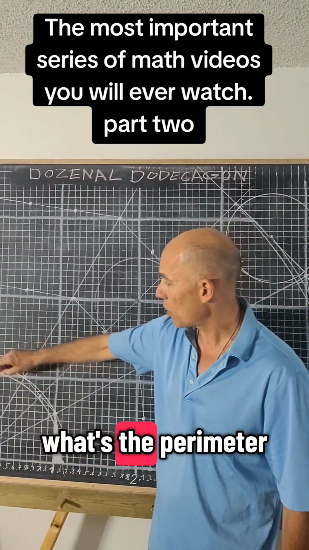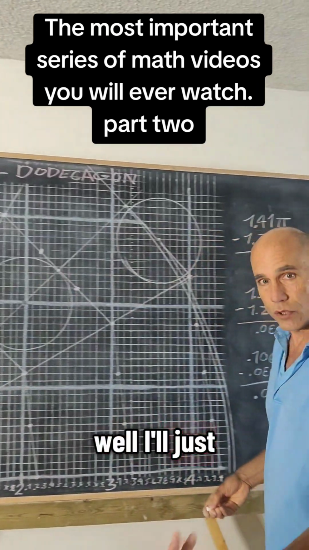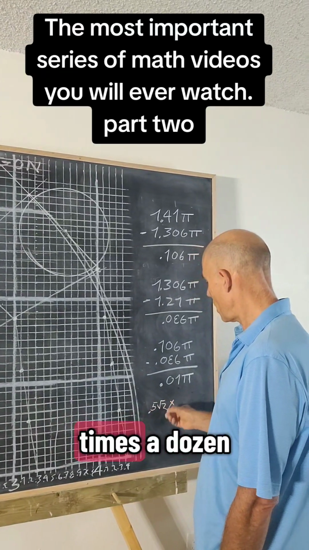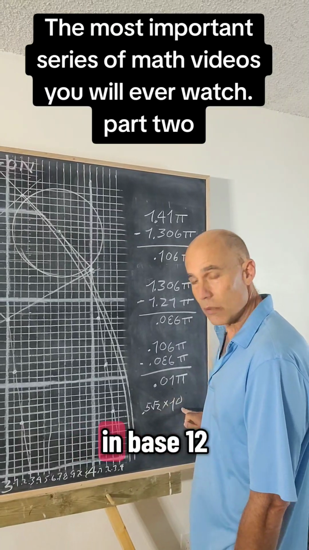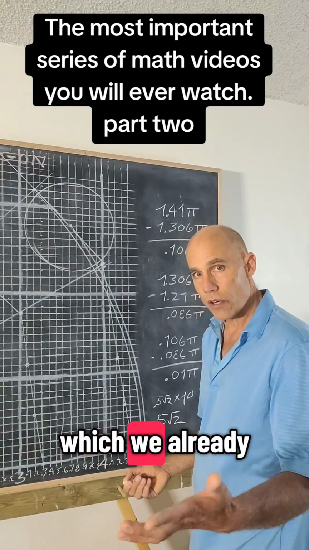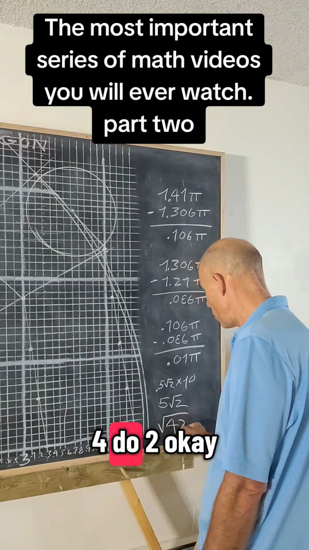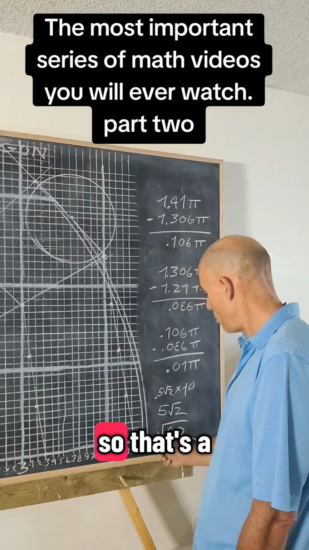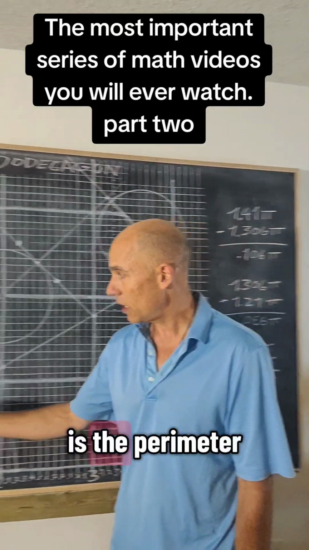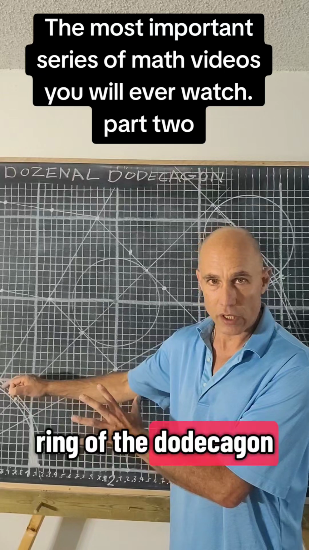Here's the question: what's the perimeter of the entire dodecagon? Well, I'll just do that over here. We have 0.5 root 2 times a dozen in base 12. So again, 5 root 2, which we already discovered is the same as the square root of 4 do 2. Okay, so that's a big deal number. Square root of 4 do 2 is the perimeter of the first ring of the dodecagon.